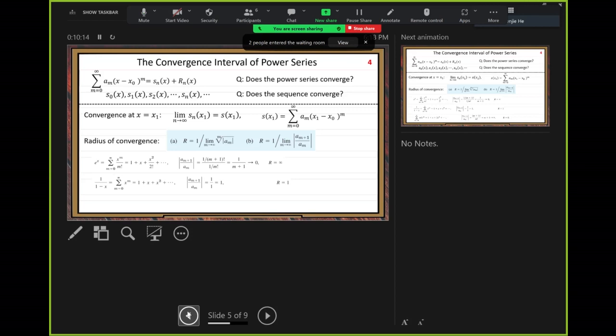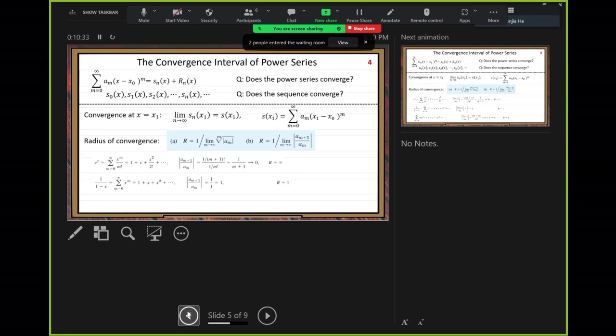So in this case, you need to be very careful. You always need to be aware of the convergence interval when you use this power series. That was the second example.